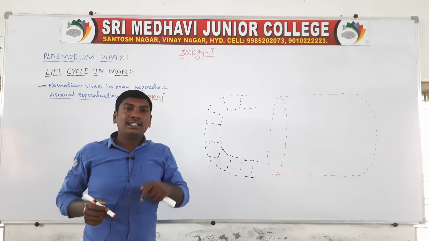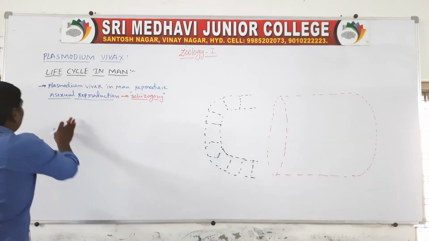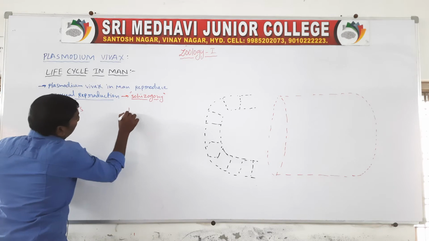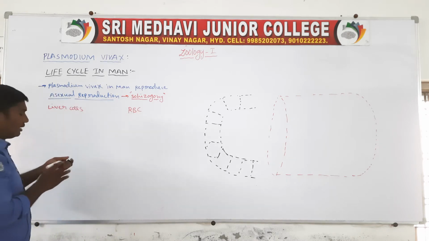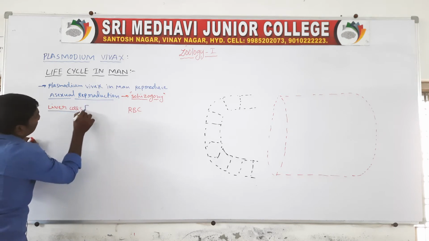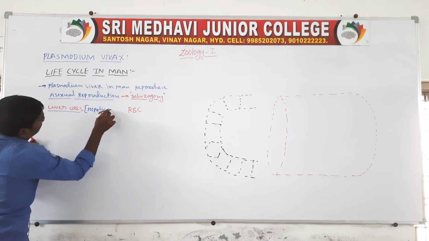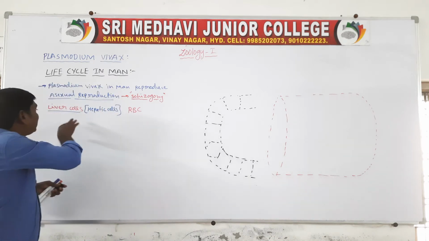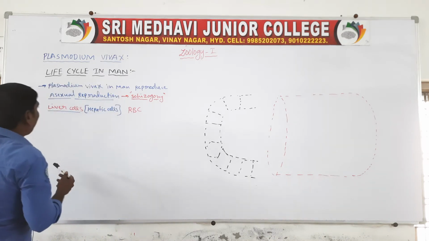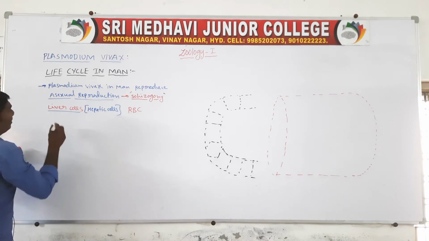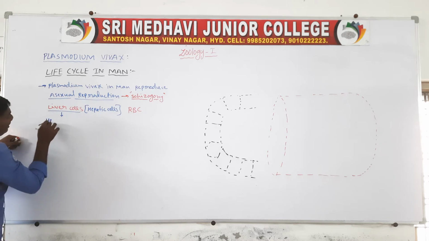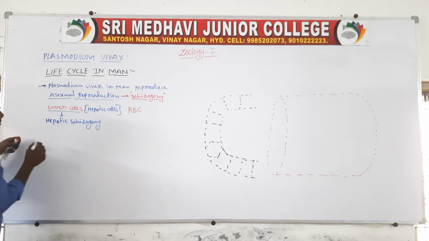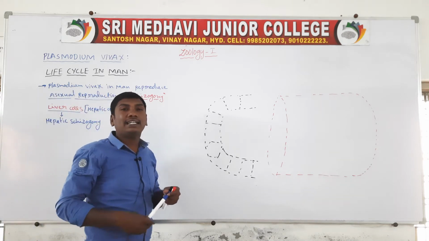In man, they live and undergo schizogony in two cells: liver cells and red blood cells. Liver cells are called hepatic cells. In the hepatic cells, the reproduction is called hepatic schizogony.